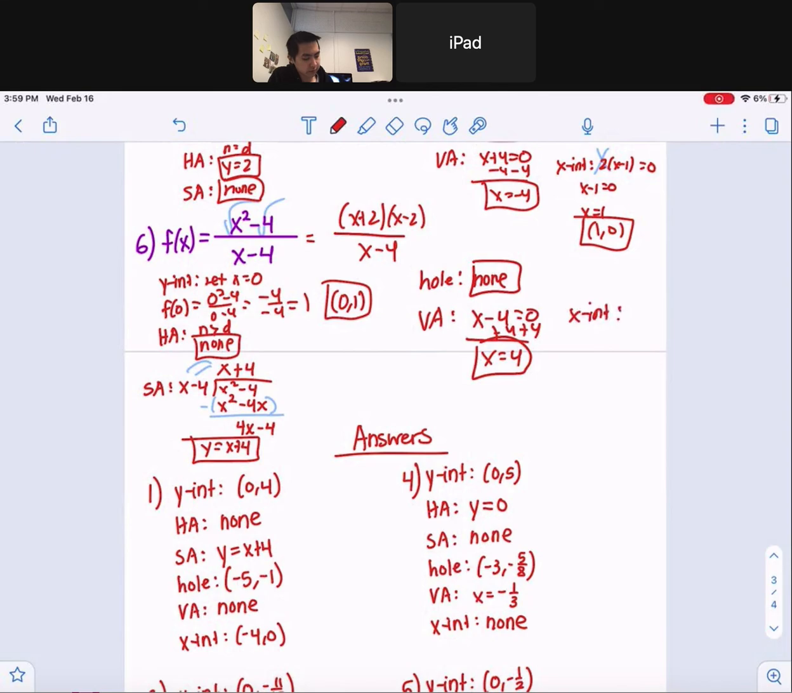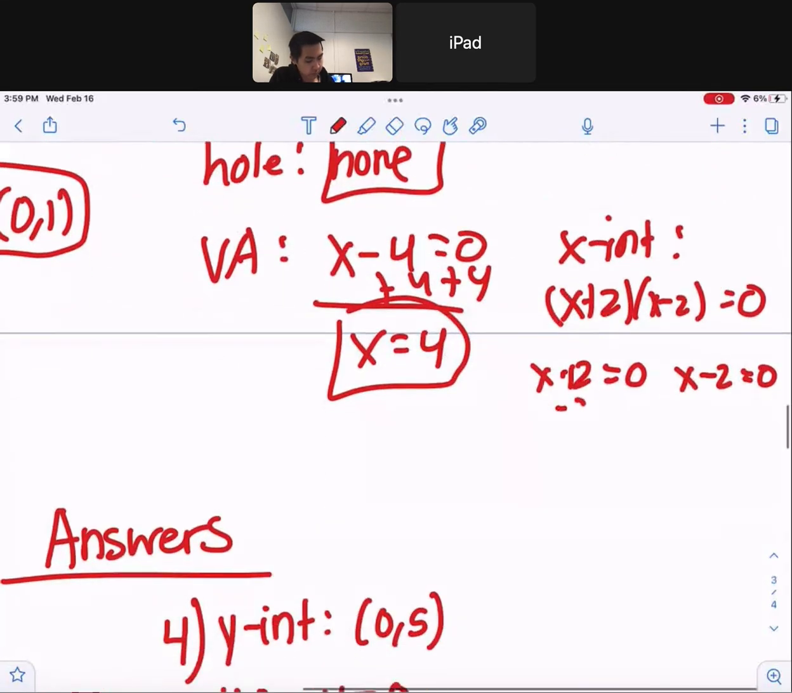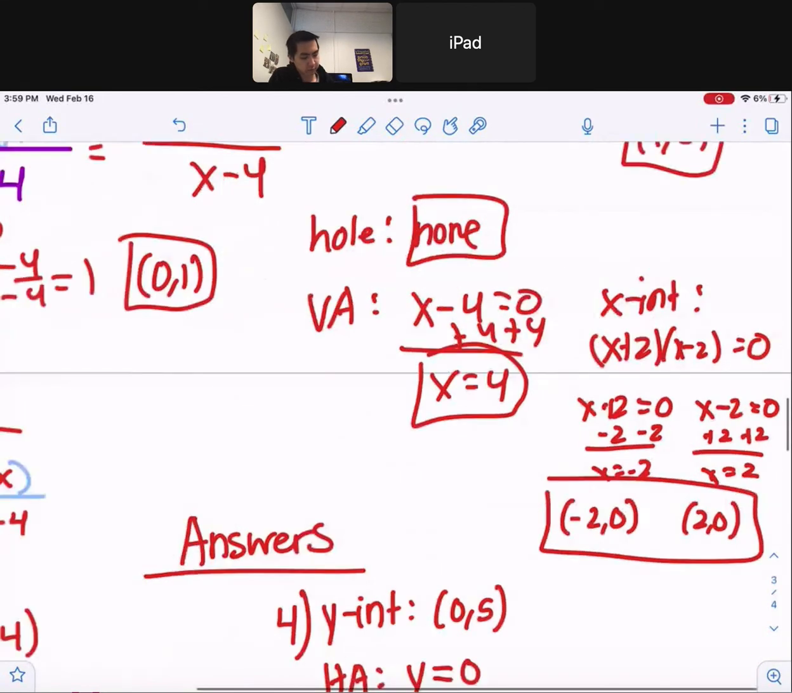X-intercept, set the numerator, which is x plus 2 times x minus 2, equal to 0. So we really have to solve two equations, right? X plus 2 equals 0, and x minus 2 equals 0. So we're going to subtract 2 from both sides, x equals negative 2, add 2 to both sides, x equals 2. But remember, x-intercepts are coordinates with a y value of 0.